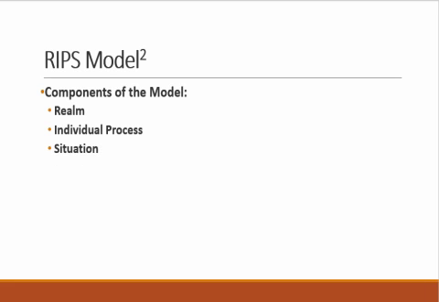All right, now we're going to talk about the RIPS model. And what are the components of this model? It's the realm, the individual process, and the situation. So this model was developed to take into account organization and societal issues. Other models often just look at the decision, but this model helps us take a step-by-step approach and kind of walk all the way around the problem before we complete our analysis and make a decision.